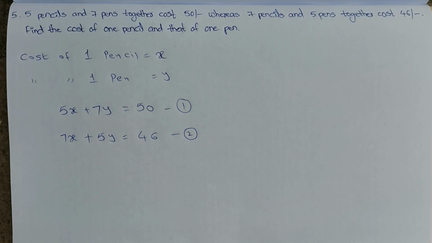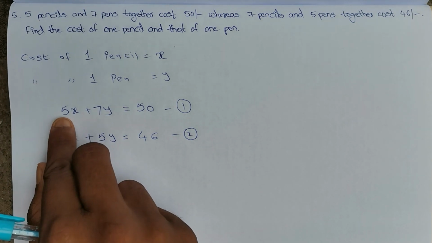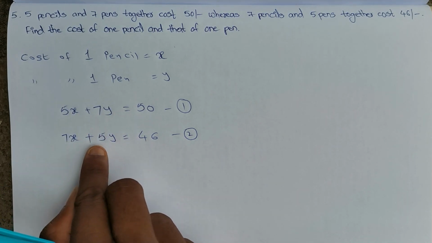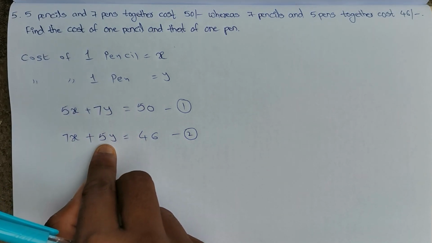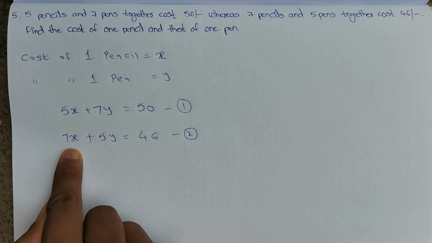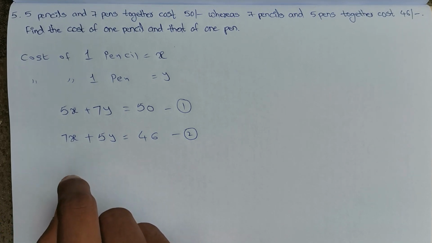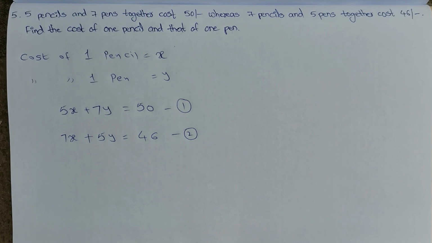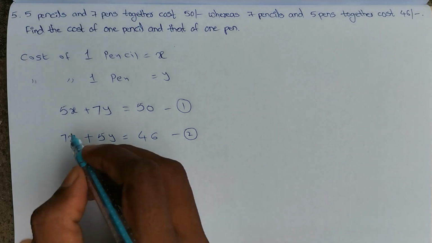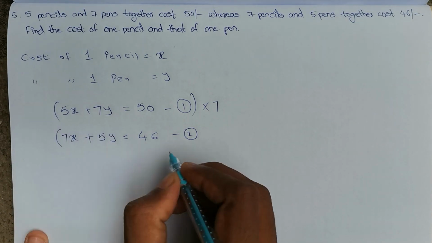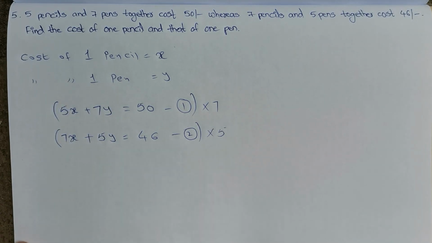If we observe the first equation as well as second equation, here X coefficient is 5, here X coefficient is 7. Both are different. Here Y coefficient is 7, here Y coefficient is 5. Both the Y coefficients are also different. X coefficients are different as well as Y coefficients are different. So we cannot solve these equations. So what we need to do is make any one of the coefficients equal, either X coefficients or Y coefficients. So this total first equation I am multiplying by 7. And this total second equation I am multiplying by 5 to make X coefficients equal.